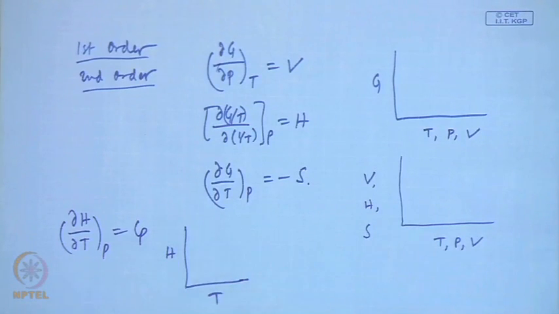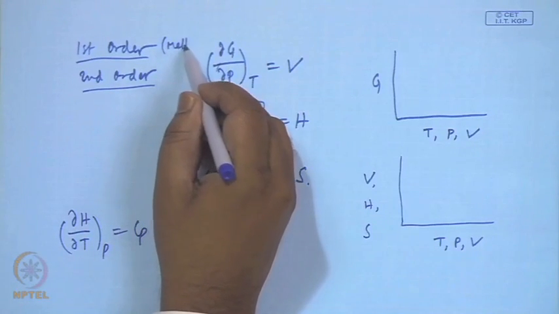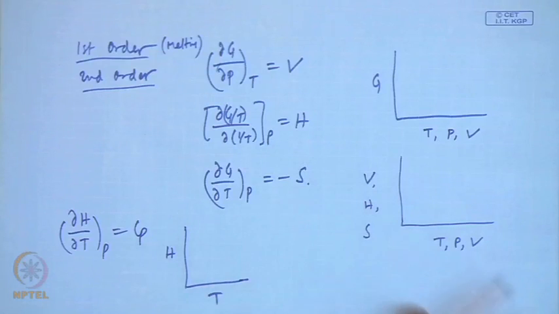The first order transitions, like melting, are those where G varies continuously with temperature, pressure and volume, and the first derivative varies discontinuously, whereas in case of second order transition, the second derivative of the Gibbs free energy function varies discontinuously.